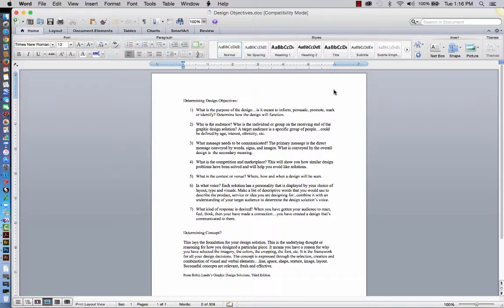The second step in making sure you best understand what's required of a particular design solution is to determine who the audience is. You should be pretty specific on this. You want to make sure that you know who the individual or group on the receiving end of the graphic design solution is, so you're targeting that particular group. It can be identified by age, interest, ethnicity, and actually probably all of those.